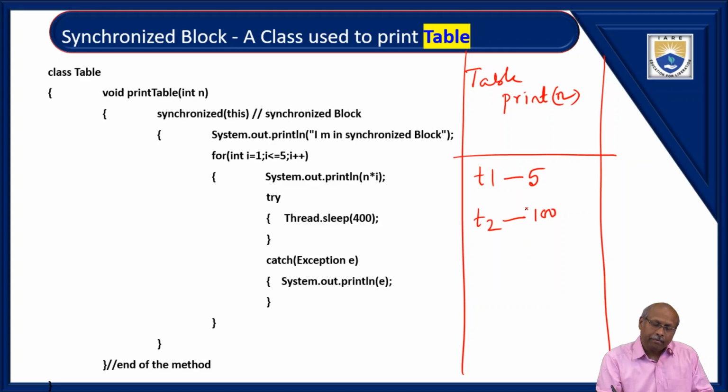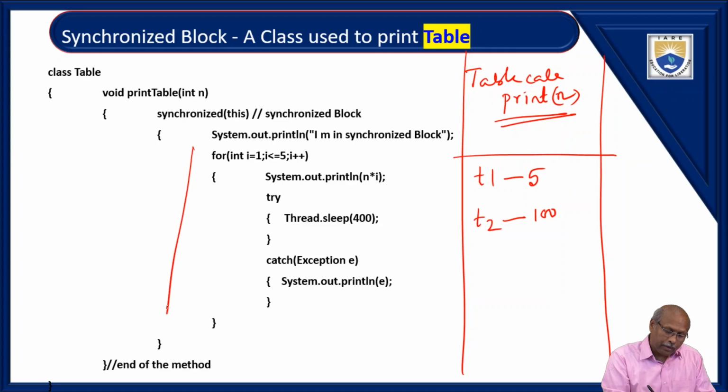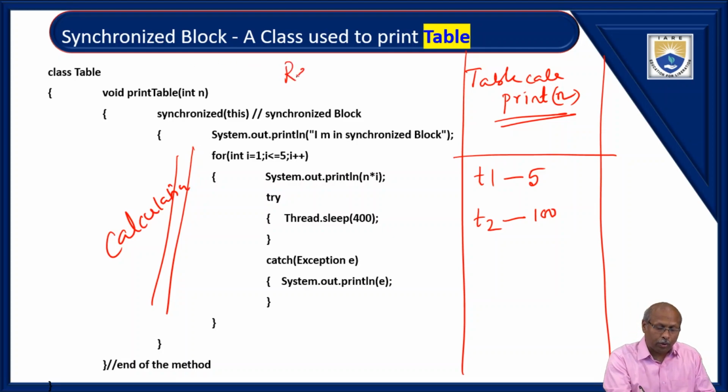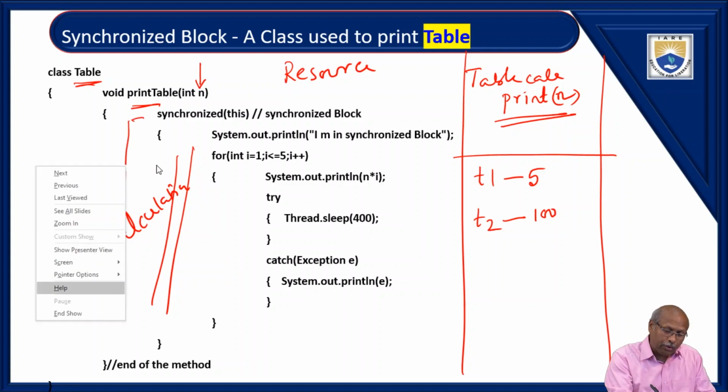So, for calculating, I need a calculator. I am having a calculator here, in the print table. The calculator is doing the work. Generally, for a multiplication table, you need a loop to repeat. So, my table, print table, has a method. This is my calculation part. So, please remember, this is my resource. This resource I want to control. Class Table has a method called printTable. In the printTable method, I am passing n as a parameter. There, I am having a block of code. This part, I want to synchronize.